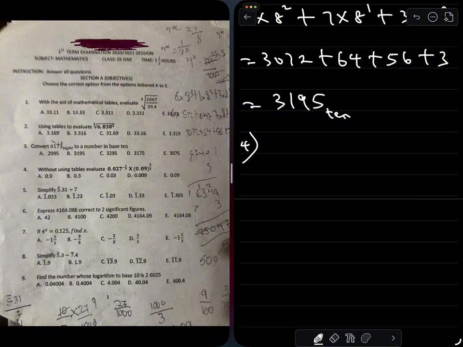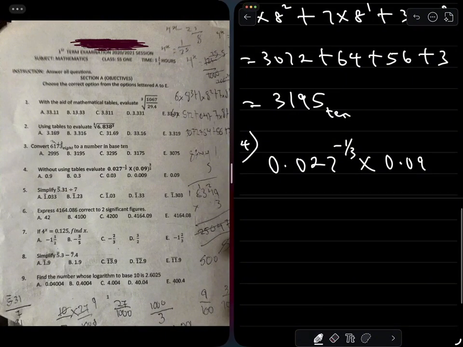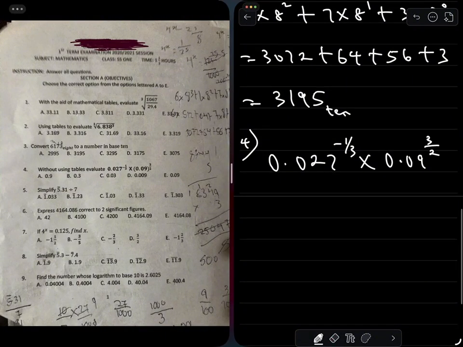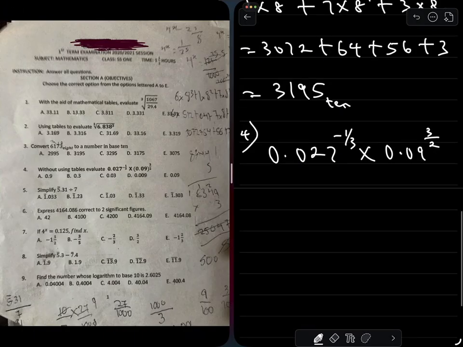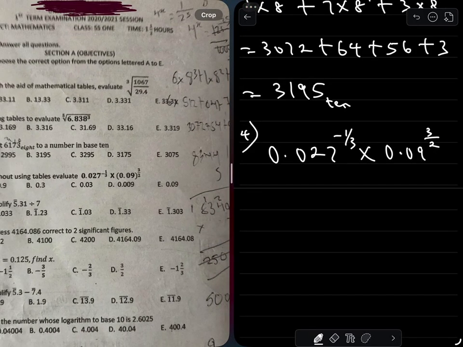Without using tables, evaluate 0.027 raised to power minus 1 over 3, times 0.09 raised to power 3 over 2. Don't put a decimal point. Let's be sure that's 3 over 2. Yes, raised to power 3 over 2.